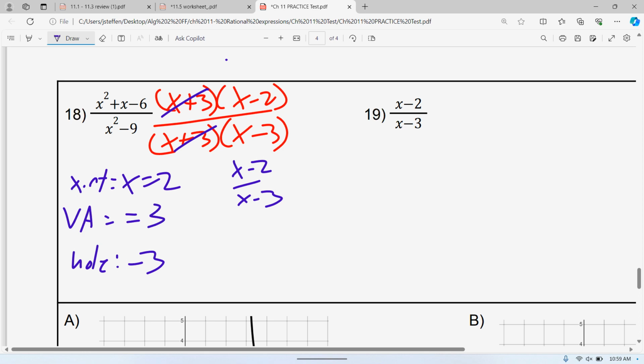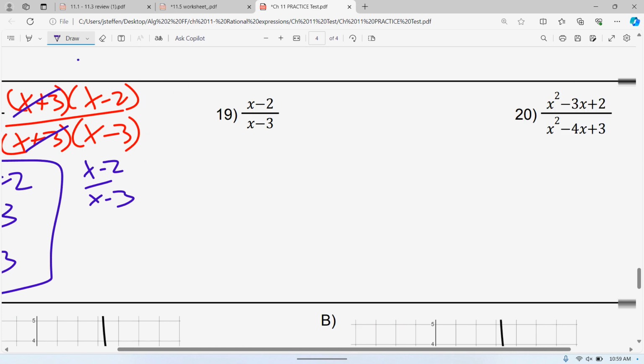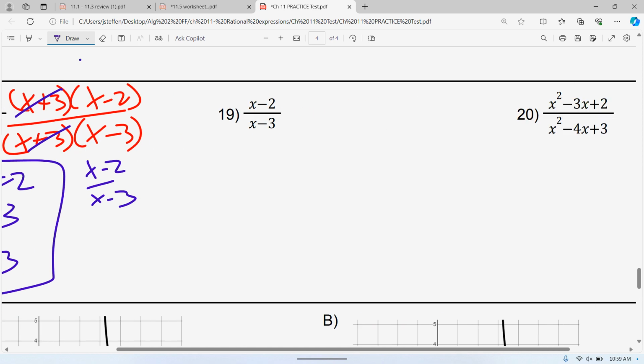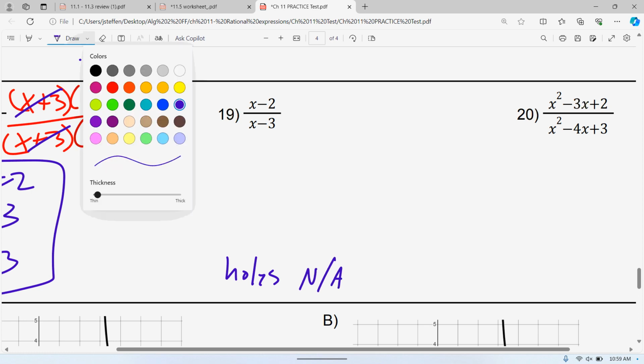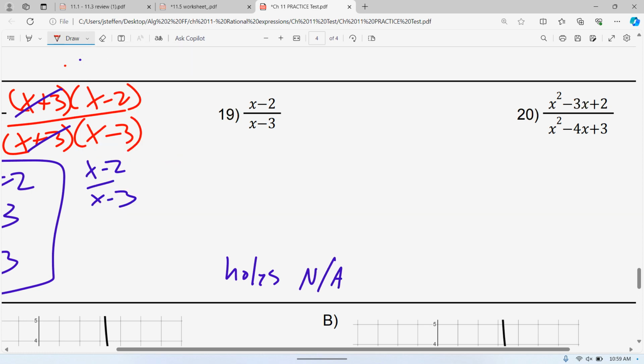Number 19, it's already factored. There is nothing that cancels. So for holes, there is no holes. The numerator is 2. The asymptote is what makes your denominator 0. So that's positive 3.